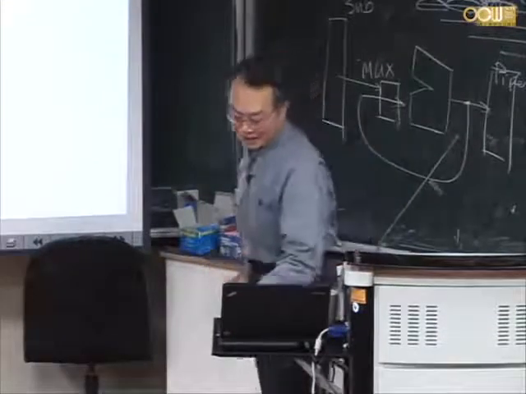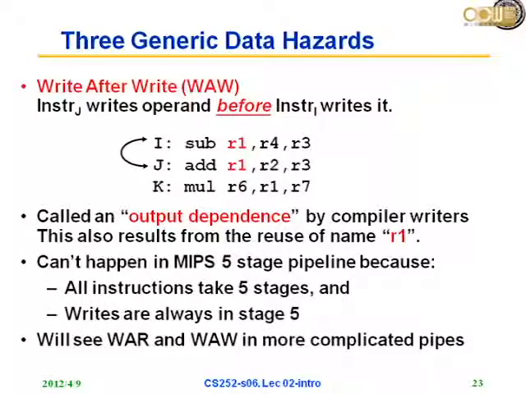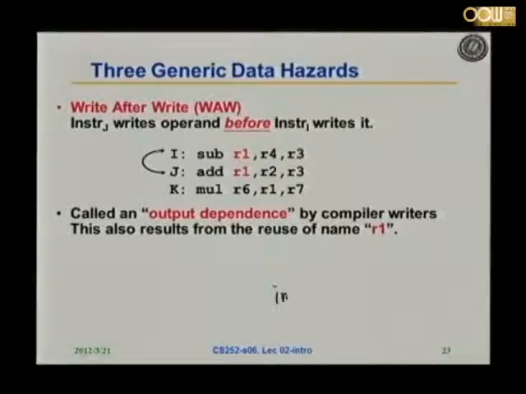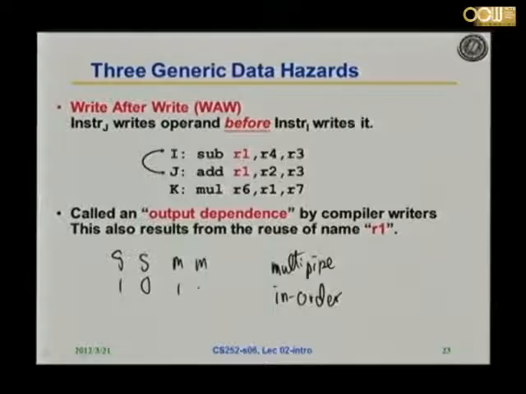Now, finally, the output dependence. Still the same question. If it's in order execution, does it have to be in order? For output dependence, if it's in order, do we need to worry about output dependence? Let me give you the combinations: single pipeline in order, single pipeline out of order, multiple pipeline in order, multiple pipeline out of order. Which cases don't we need to worry about output dependence?